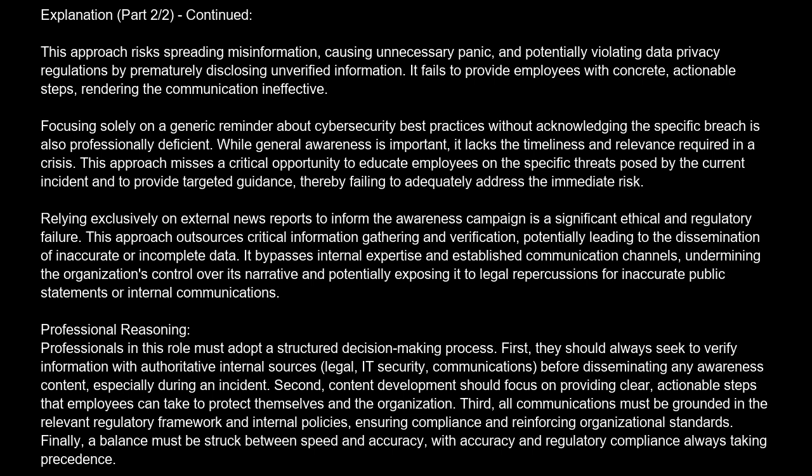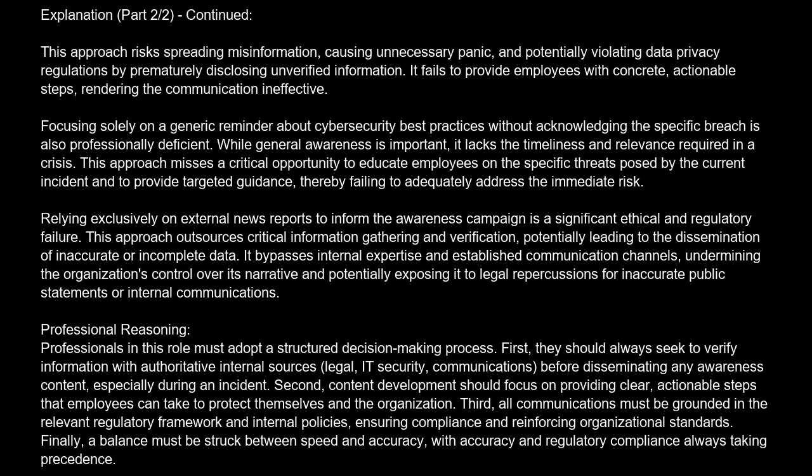Focusing solely on a generic reminder about cybersecurity best practices without acknowledging the specific breach is also professionally deficient. While general awareness is important, it lacks the timeliness and relevance required in a crisis. This approach misses a critical opportunity to educate employees on the specific threats posed by the current incident and to provide targeted guidance, thereby failing to adequately address the immediate risk.